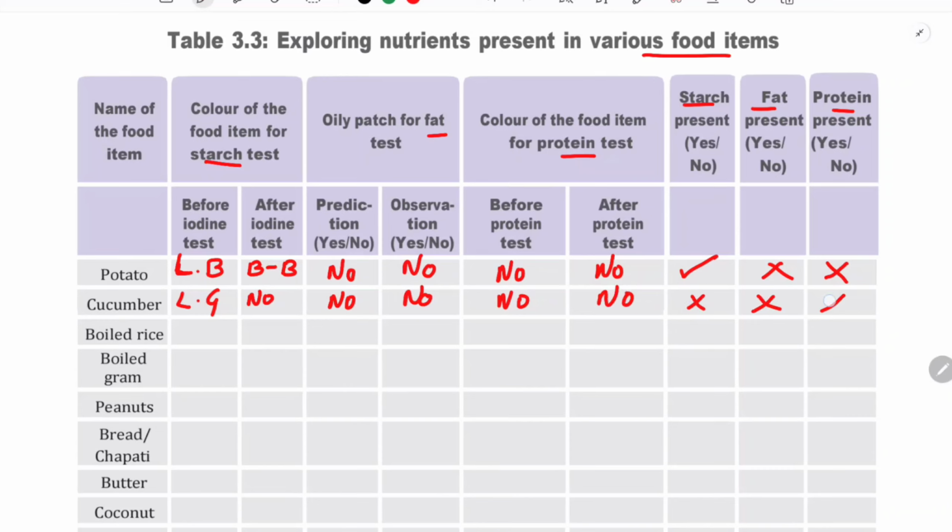So you can say that the food item cucumber contains none of the nutrients, but even though it is very good for our health. Why? Because it is counted under fiber food or roughage.